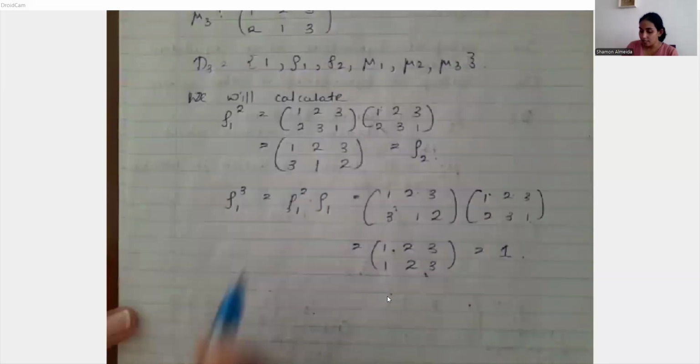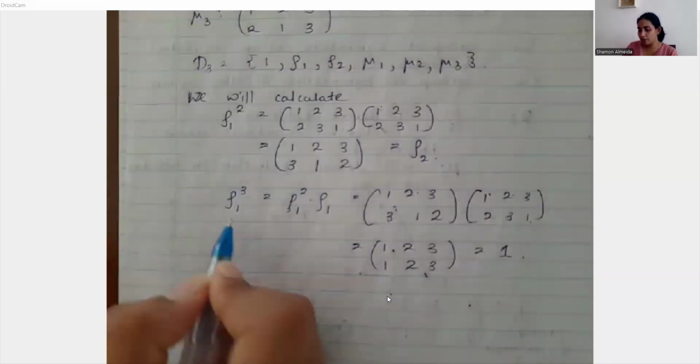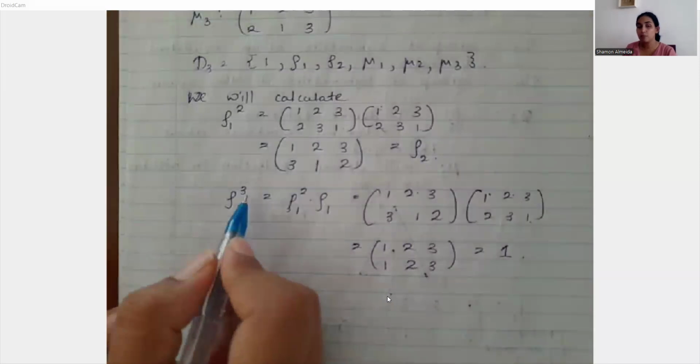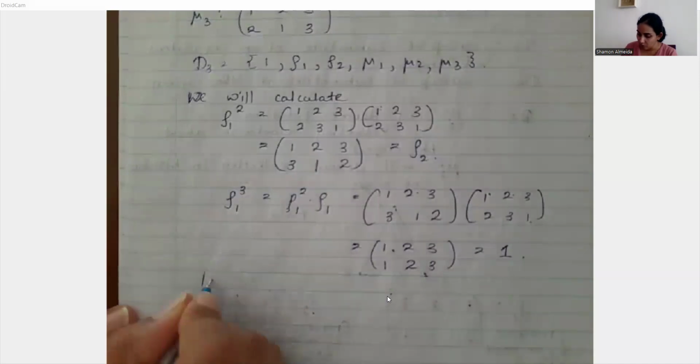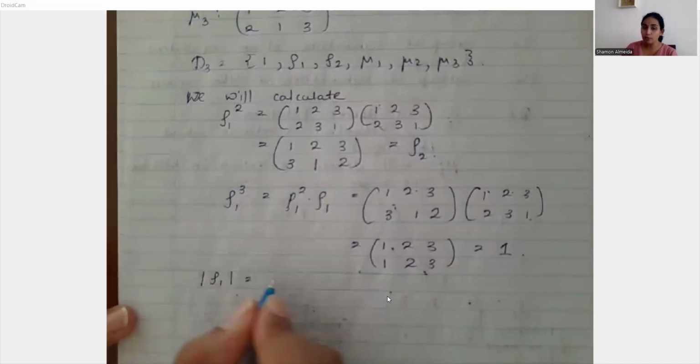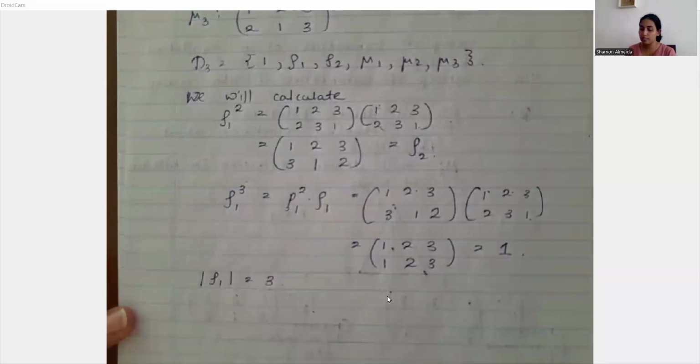And this is the smallest positive power of rho 1 such that rho 1 raised to this number gives you the identity. By definition, 3 is its order. So we see that the order of rho 1 in this group is 3.